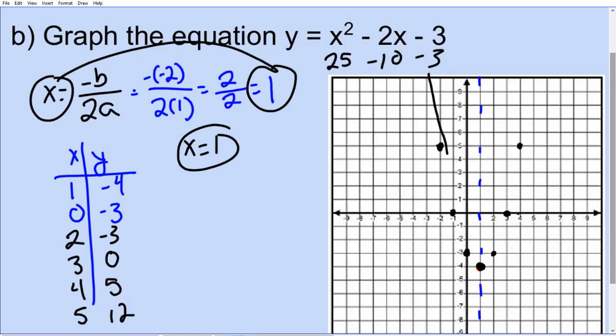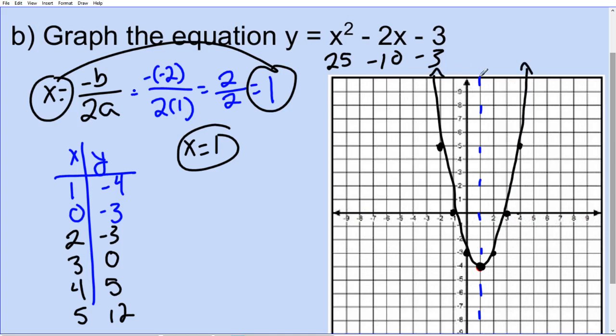Whoa, that was bad. Where's my undo? There it is. So it's something like this, and up, and up, and up, and up. The other side. There we go. Okay, so we've graphed the parabola.